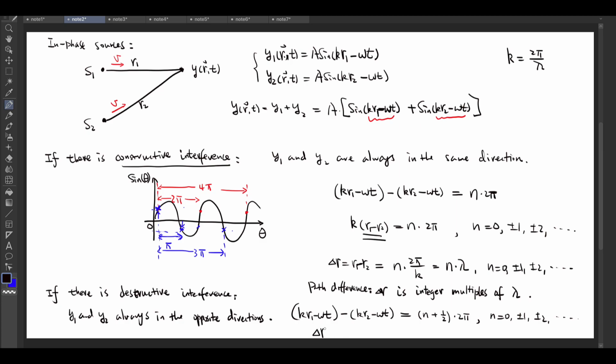Now with that condition, we can do the same kind of rearrangement of the terms, and then the path difference delta r, when n equals half integer, is half integer times the wavelength lambda. So the path difference is half integer multiples of lambda. Okay, by half integer we mean an integer plus 1/2, and that's called half integer.